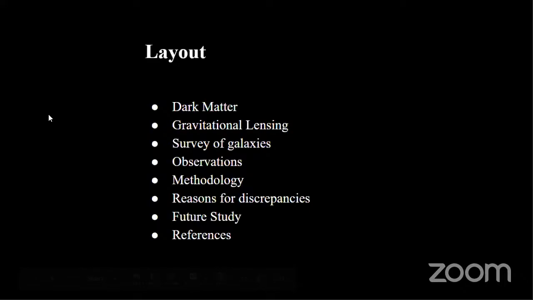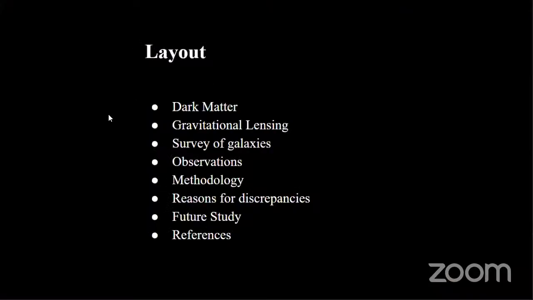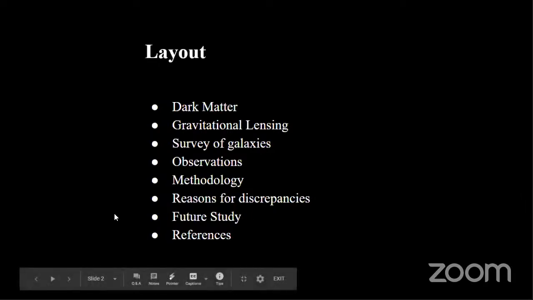So, as the title suggests, I am going to be talking about how to find dark matter using gravitational lensing, and this is the layout of it. So, first, I'm going to talk about dark matter and gravitational lensing, most of which has been already covered by Sukhwinder and Professor Hamilton as well. After that, I'll show you the survey or the pictures of the lensing galaxies which I worked upon. And after that, I'll show you the observations followed by the methods which are being used and the reasons for errors and discrepancies and future studies.